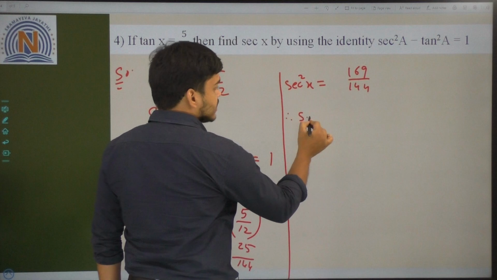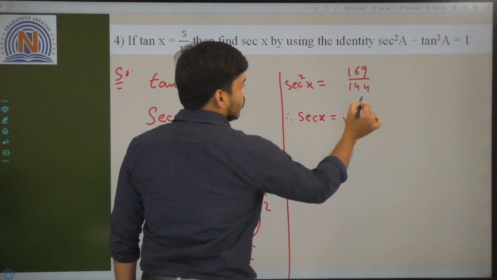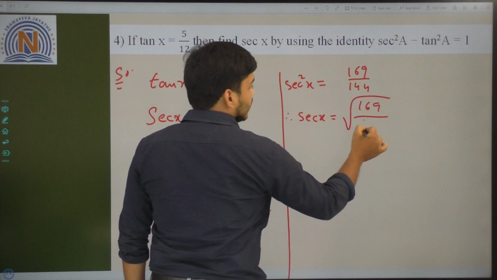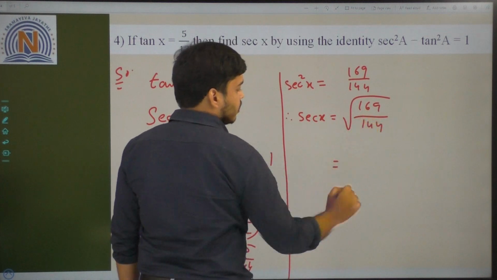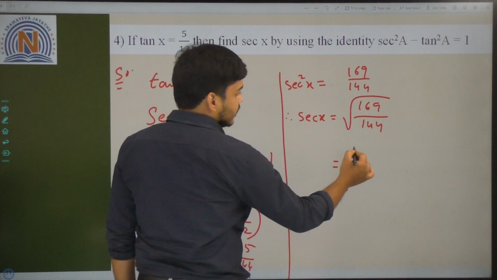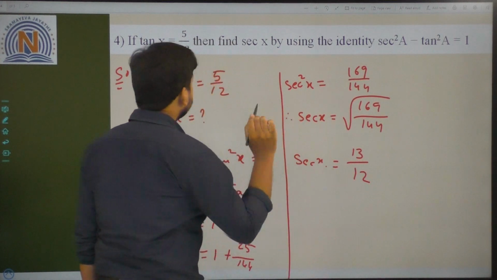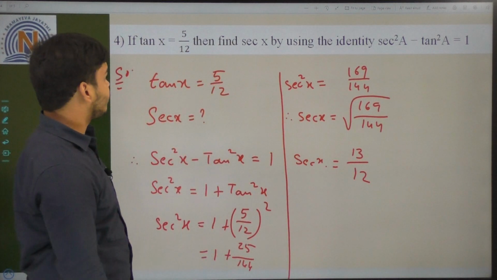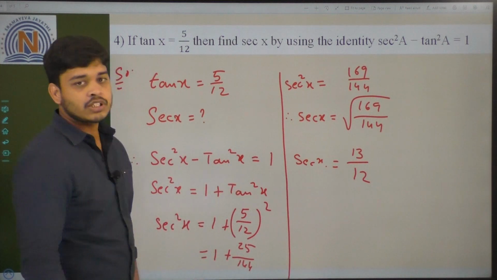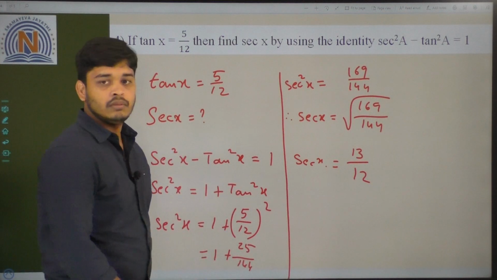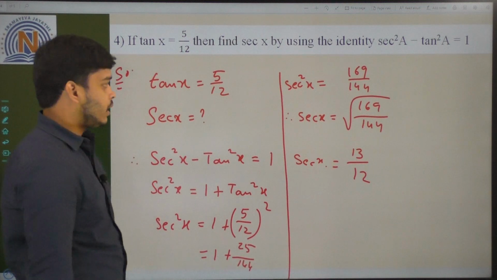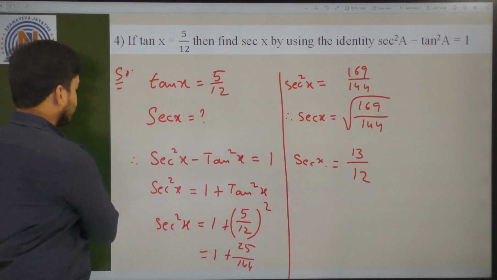We need to calculate secant x, which is equal to root over 169 by 144. So root over 169 by 144 is 13 by 12, right? If tan x is equal to 5 by 12, then secant x is equal to 13 by 12. Now the next question.